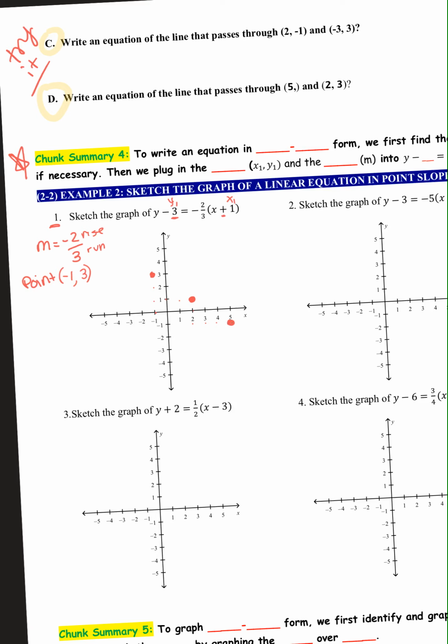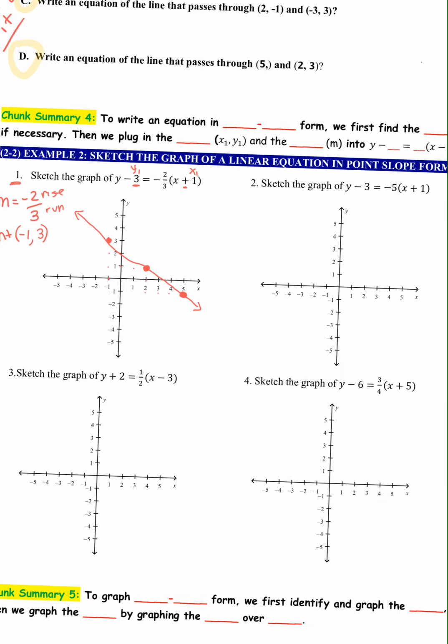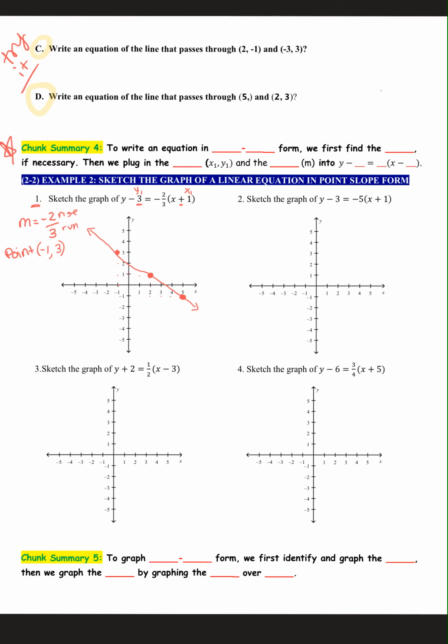And now all we have to do is just connect our dots. Oops. Sometimes our lines don't look very pretty, but that's okay. All right, let's do number 2.